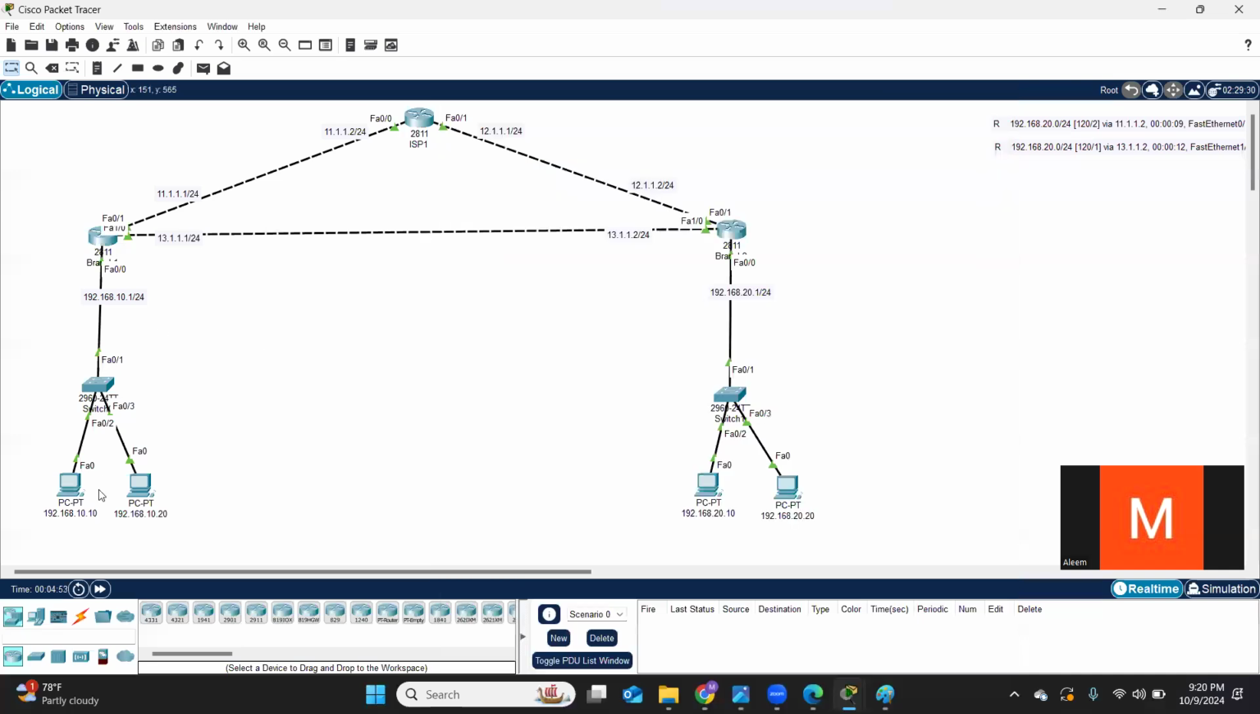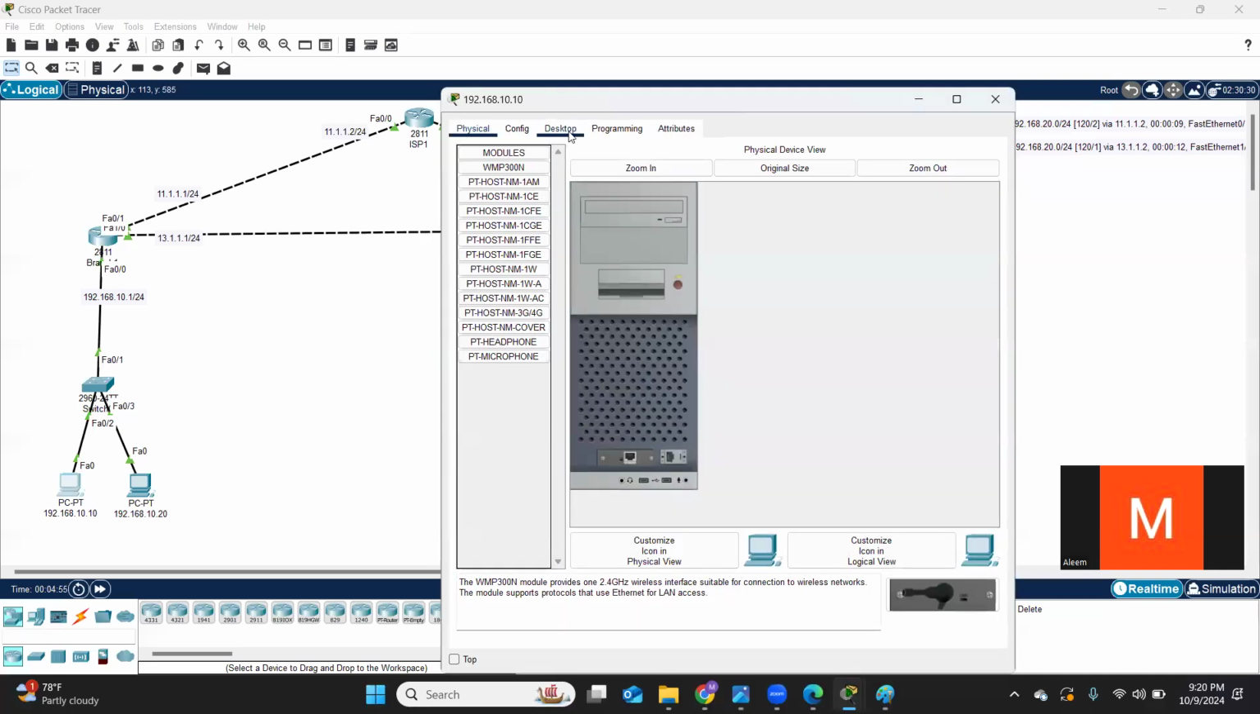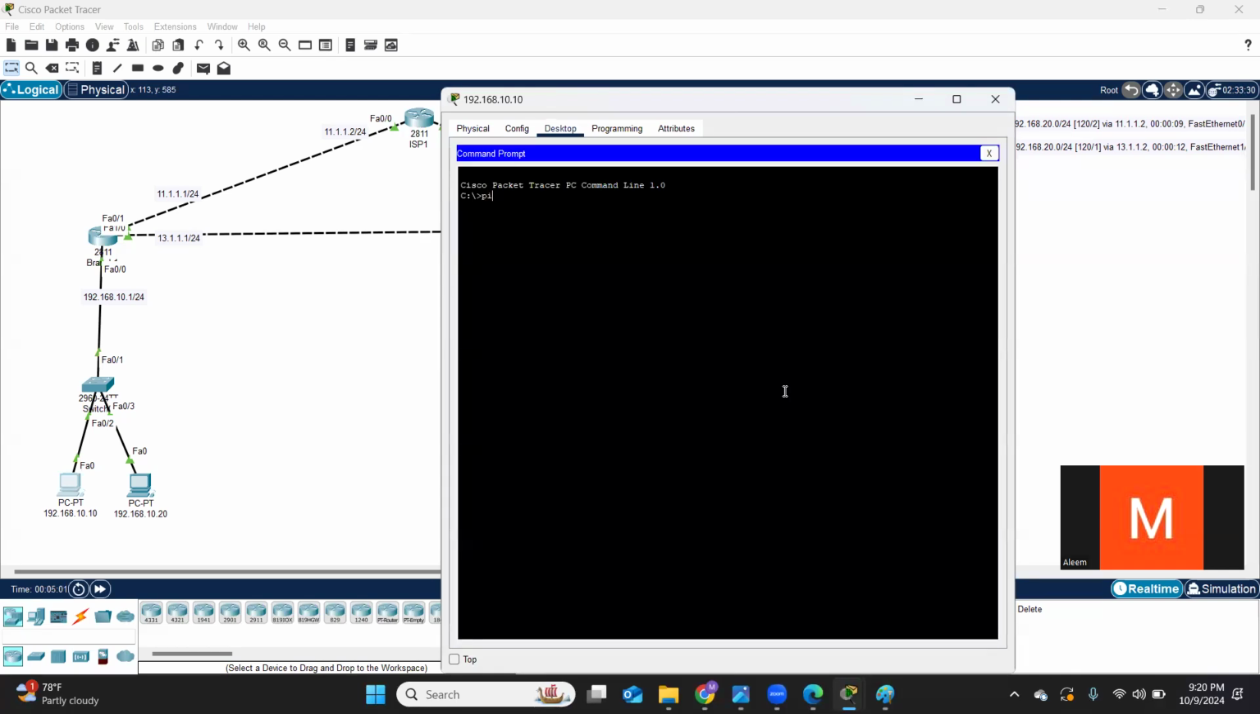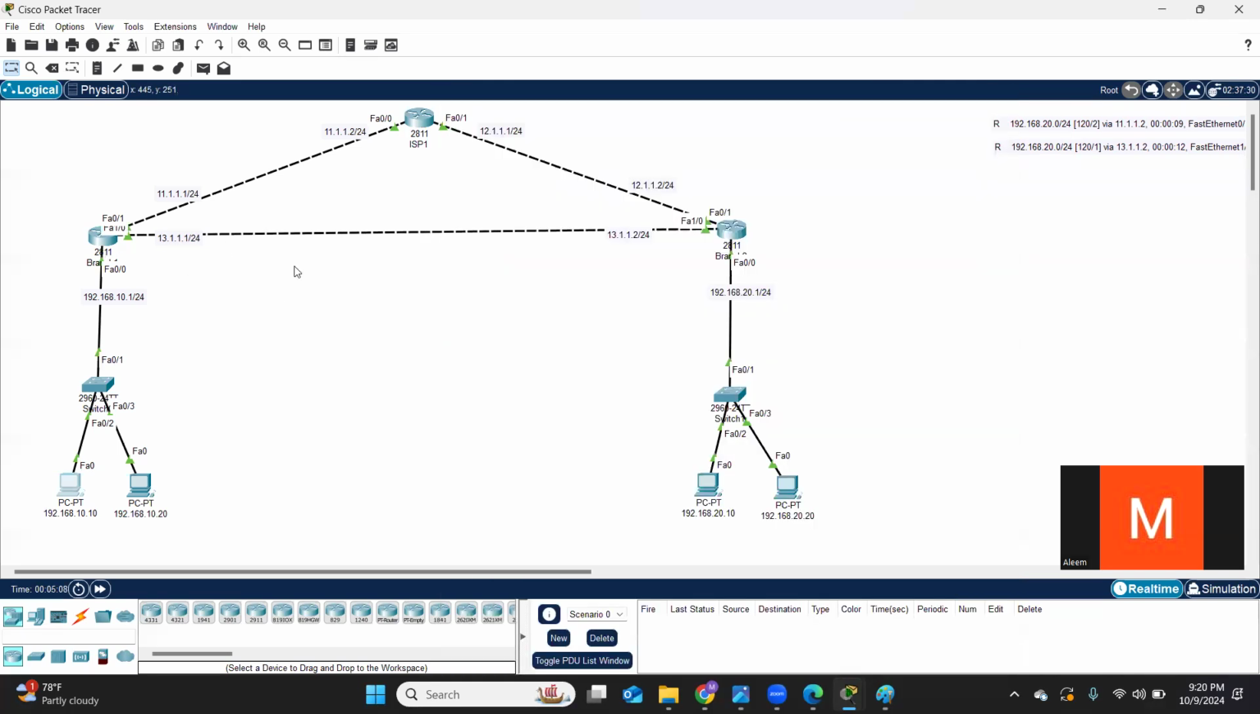If you try to ping from source to destination, what is my destination actually? This is my source and the destination is here. Ping from the branch to the other location, that is 20.10. No ping, host is unreachable. Now, for the time being, I'll remove this part, FA1/0. Again we'll attach this part. We'll check. For the time being, I'm removing this.